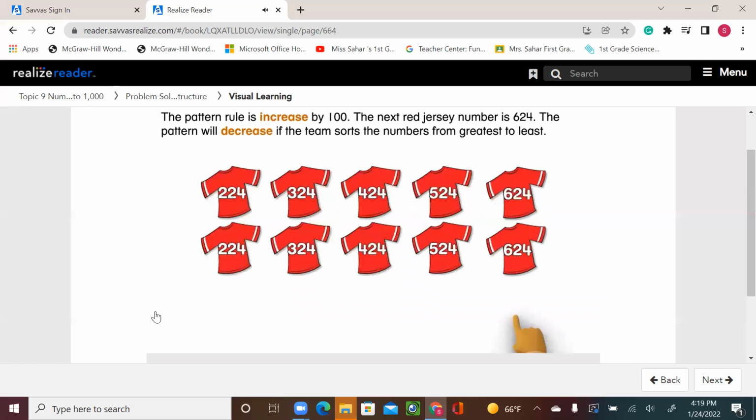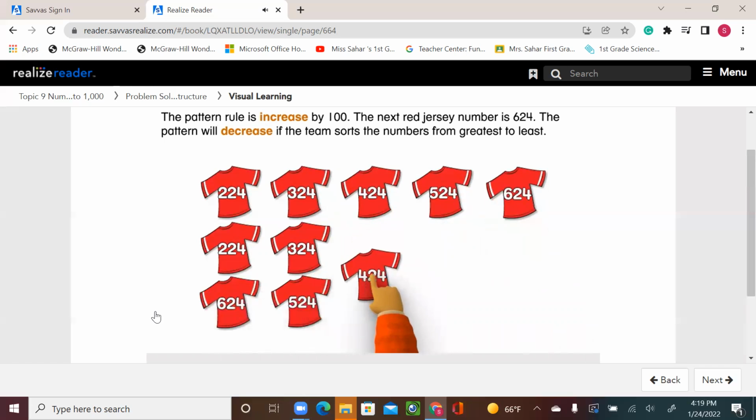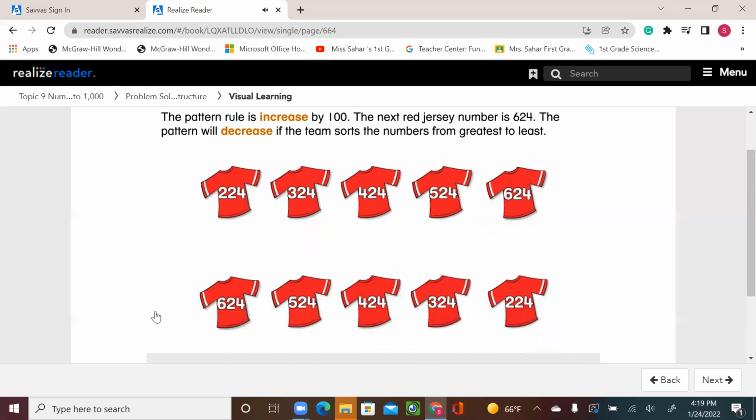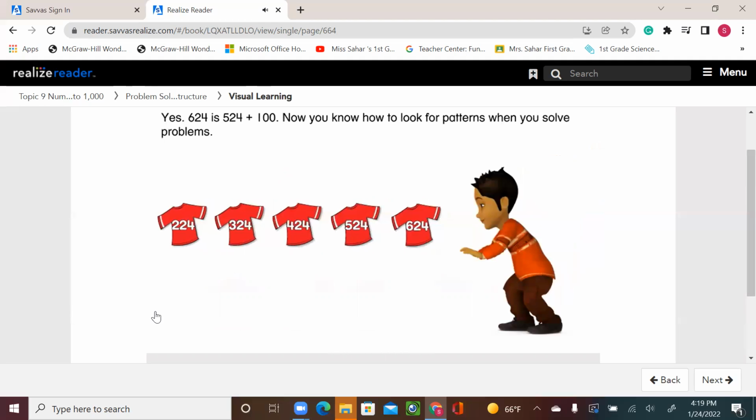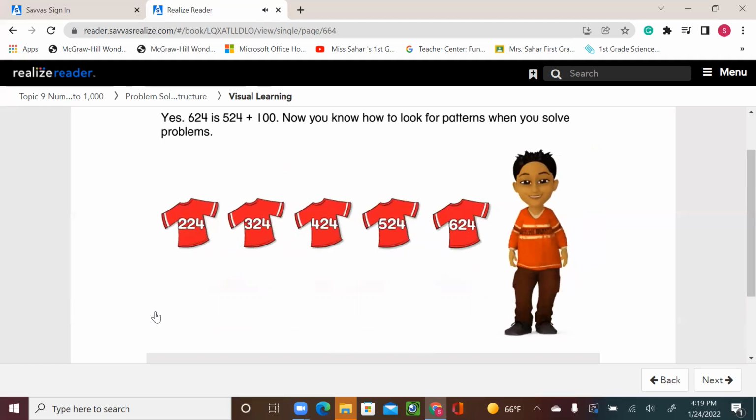The pattern will decrease if the team sorts the numbers from greatest to least. Does the answer 624 make sense? Explain. Yes, 624 is 524 plus 100. Now you know how to look for patterns when you solve problems.